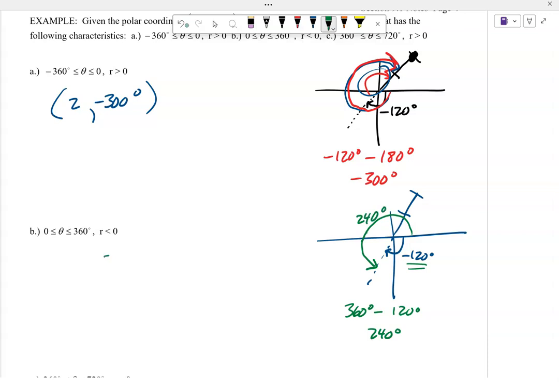So I want to rotate 240 degrees, but then I want it to flip over, so my r is negative. And so then it flips it over going in this direction. And there's the point.